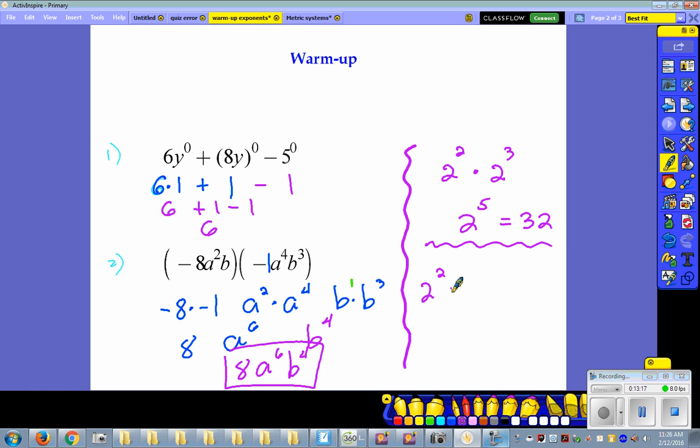What if I have 2 squared times 3 raised to 3, for example? Can I just add the exponents? No, because we don't have the same base. So how do we simplify this? 2 squared is 4. 3 raised to 3 is 27. Then just multiply the 4 and the 27, and that will be the simplified answer for this.